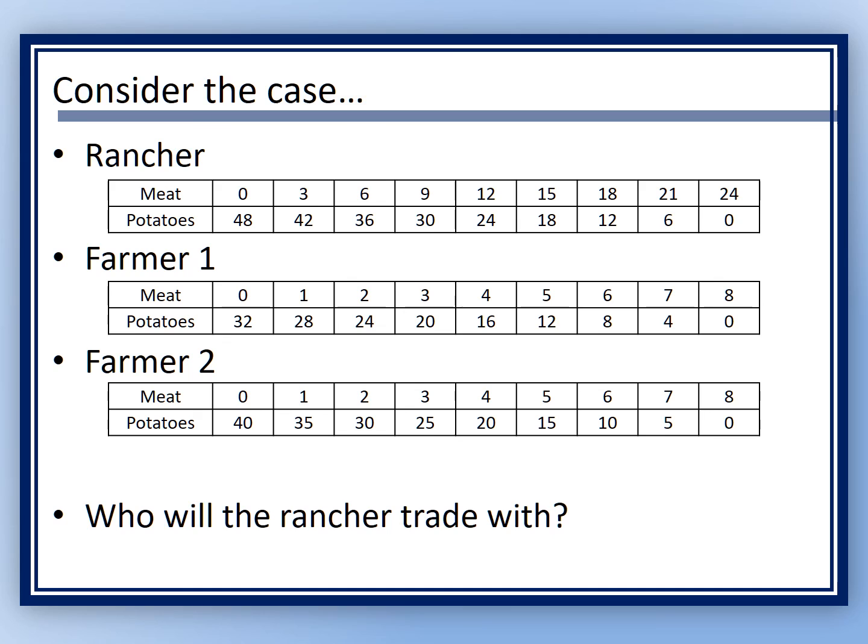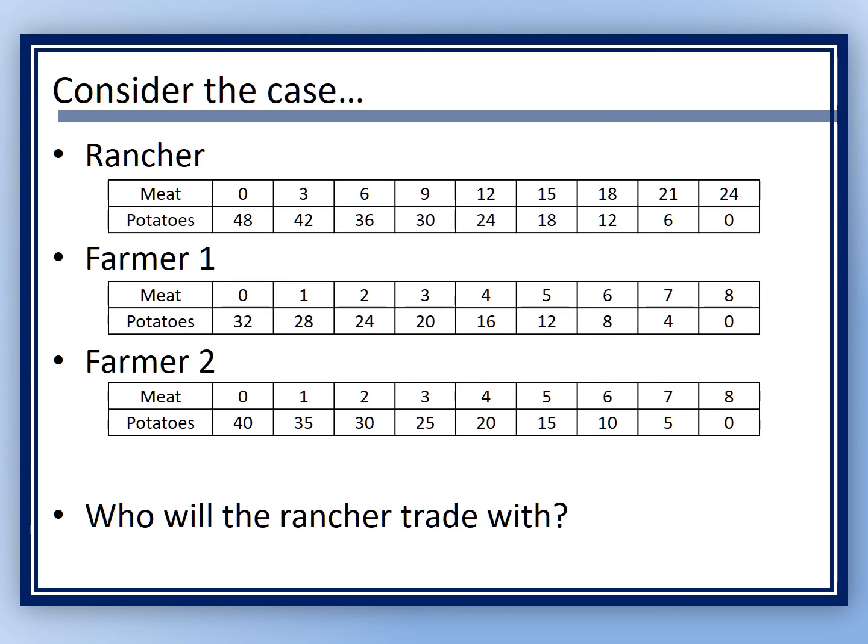If you are the rancher, who would you trade with? If you're finding a partner to do a project, do you want to find someone who is relatively good at doing things, or do you want to find someone who is very lazy? Obviously, you want to find someone who is good at doing things, right? So it's the same idea here. The rancher obviously wants to find a trading partner that is very quick in producing potatoes. And that's farmer two. If nothing else, you can at least get a better deal, right?